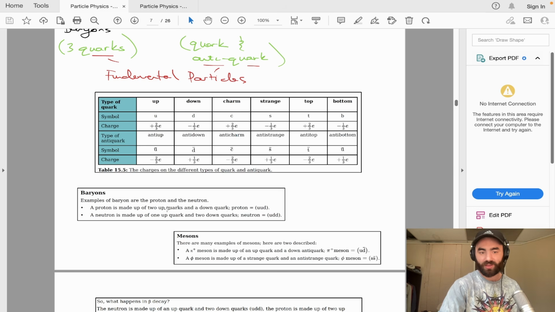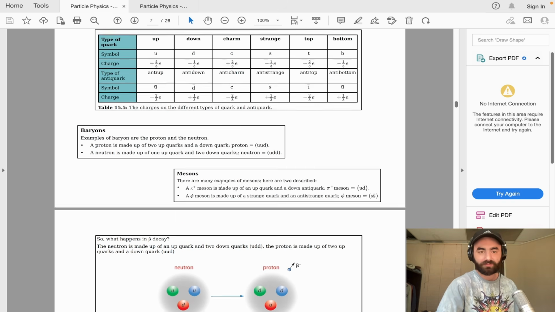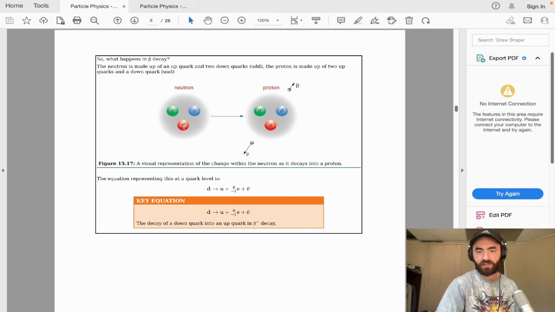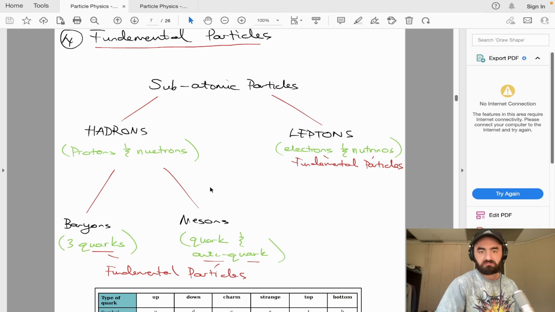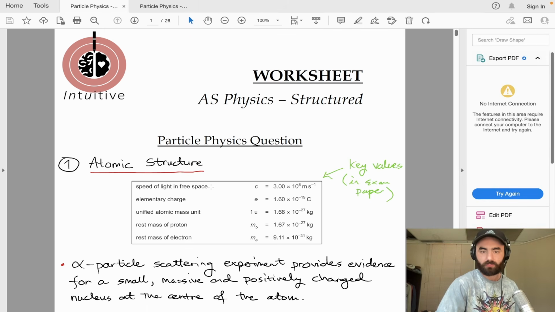You've got examples of them here: proton and neutron for baryons, and you've got mesons. There's lots of particles you can construct. Basically, all can be constructed through quarks and antiquarks. And that's an example of that here in terms of beta decay, but I'm going to do a question on that anyway. So that's it. Maybe a little long, but I described as much as I could. But let's jump into the questions.